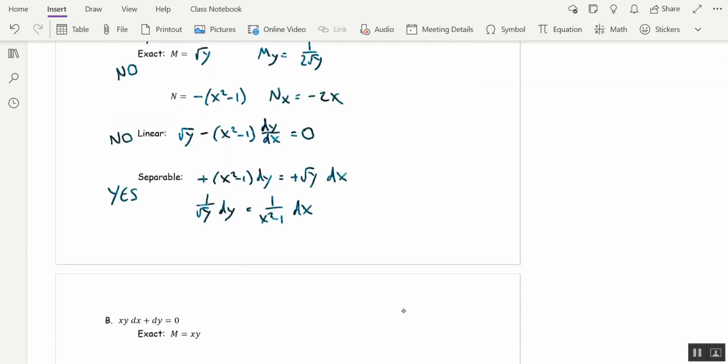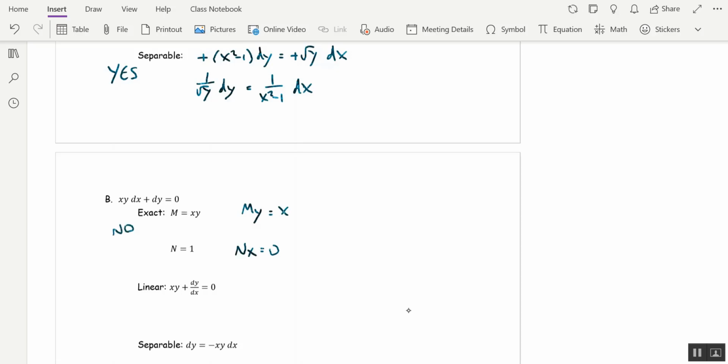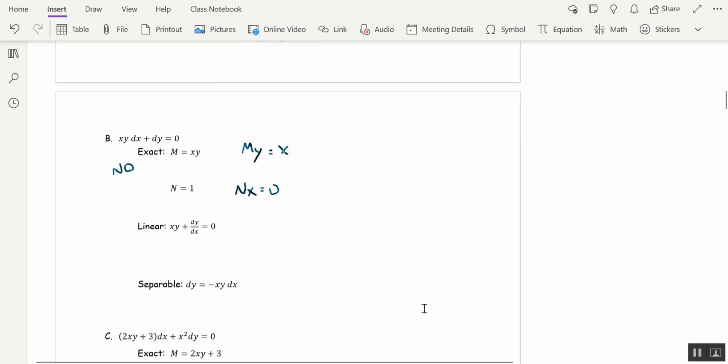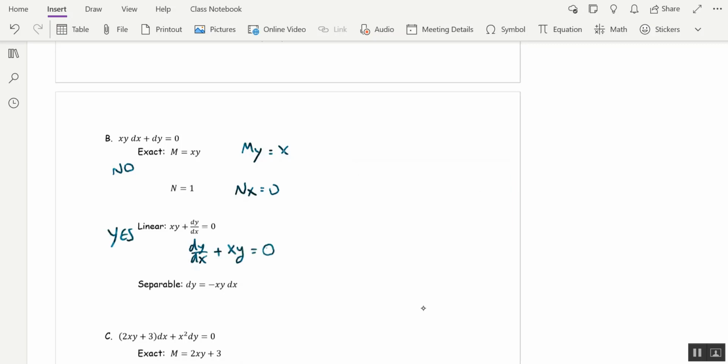Okay. Next one. Now on these examples, I've already done some of the grunt work for us. I've written down what M is and what N is. M sub y is x and N sub x is 0. So that's a big no because those are not equal. Is it linear? Yes, but the instructions are to write it in standard format. So dy dx plus xy equals 0. So this is a yes. Is it separable? I would say definitely yes. I moved the dx term over, and now I can divide both sides by y. 1 over y dy is negative x dx.